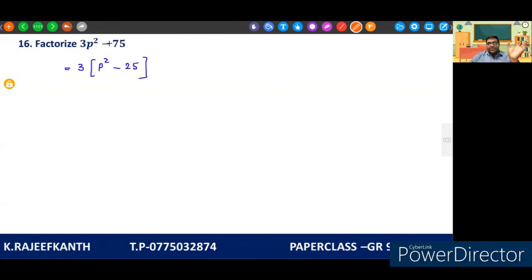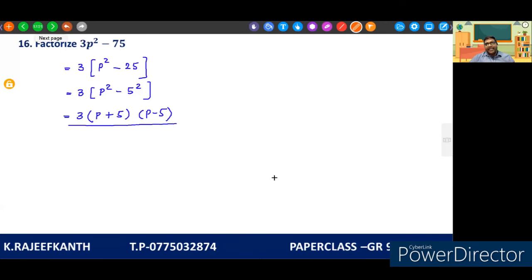Here in 3p squared minus 75, the 3 is the common factor for these two terms. Then I took out that 3. So p squared minus 25. So I can arrange this p squared minus 25 as a difference of two squares. So p squared minus 5 squared, right? Then 3 into p squared minus 5 squared. Then 3 into, here we have to add p plus 5. Then we have to subtract p minus 5. Then 3 into p plus 5 into p minus 5.